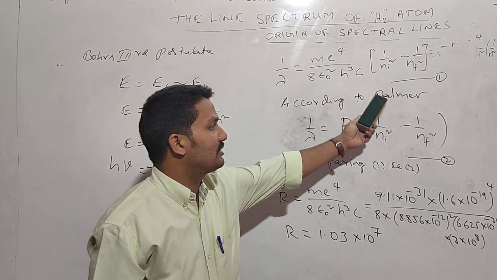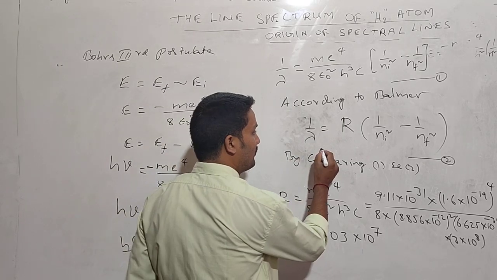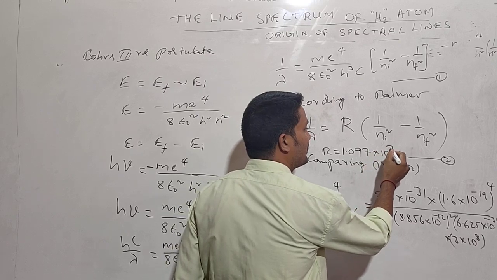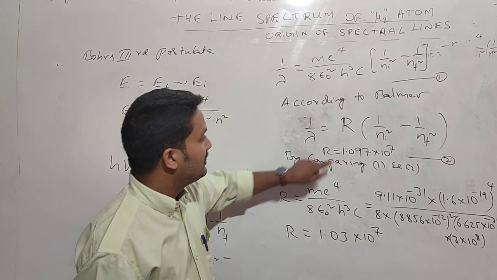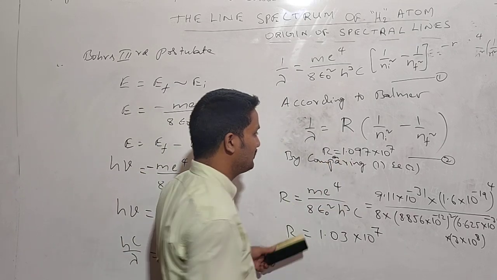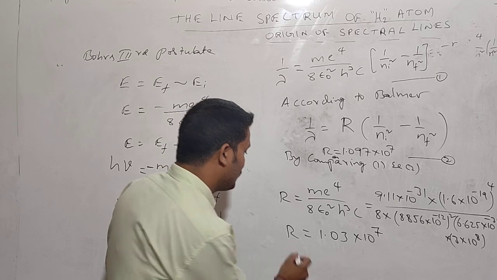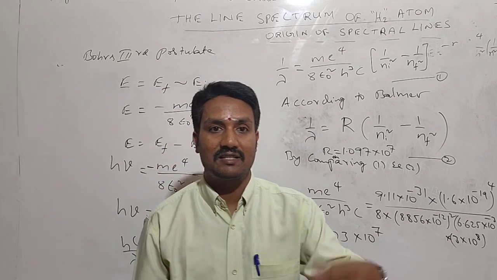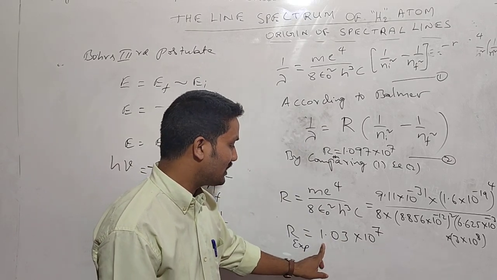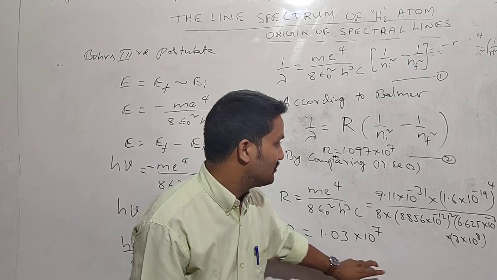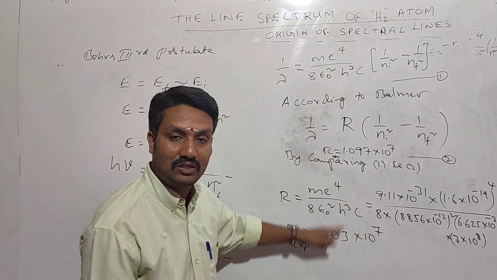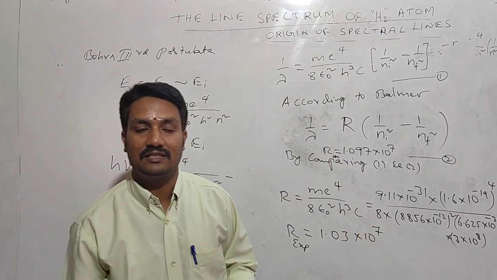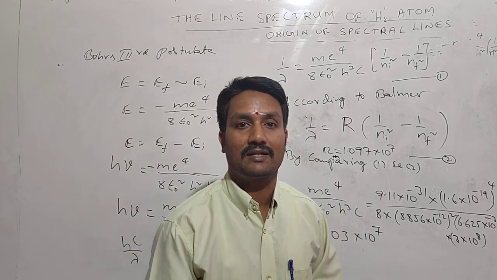But actually according to Balmer, how much is the value of R? R is equal to 1.097 × 10⁷. So this is the theoretical value as given by Balmer. Now with the expression Bohr has given, R comes out as 1.03 × 10⁷. That's why both coincide with each other. That proves that it gives the correct explanation for the spectral series.